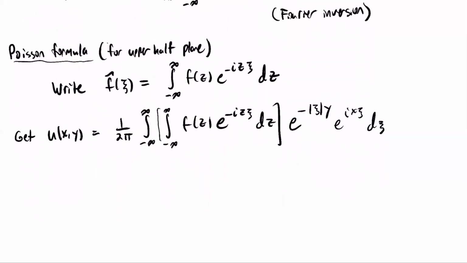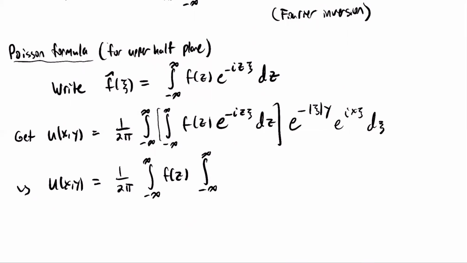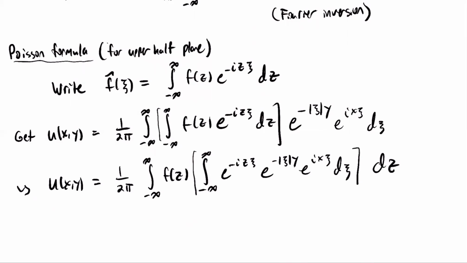Right? And what I'm going to do now is switch the order of integration, using what's called Fubini's theorem. And so if I rearrange the order of integration here, we can write this as 1 over 2 pi. I'm going to bring the dz on the outside, so I'm going to be able to factor out f of z. And then I have the integral from minus infinity to infinity of everything that depends on xi. So I have e to the minus i z xi, e to the minus absolute value of xi times y, and then e to the i x xi d xi, and then integrate with respect to z.